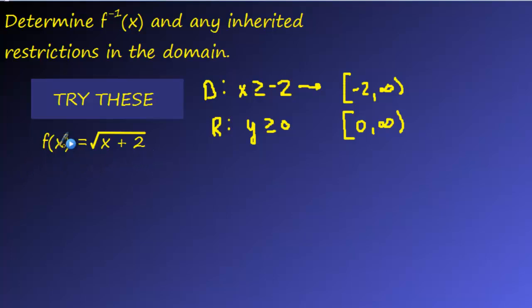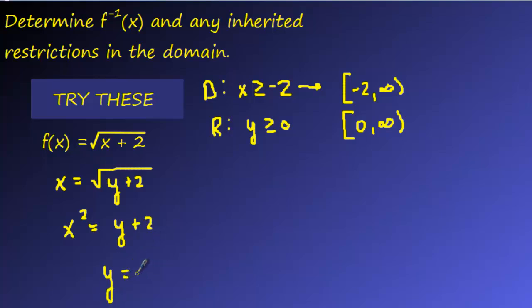Then we want to find the inverse, so we're going to make this y value an x, and we're going to make this x value a y, and then we're going to solve this. So we're going to square both sides to get rid of the square root sign, and then we're going to subtract 2 from both sides, and then we're going to put the inverse notation on here to indicate that this function came from another function. So the inverse of this function is x squared minus 2.